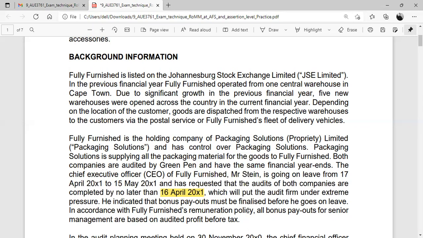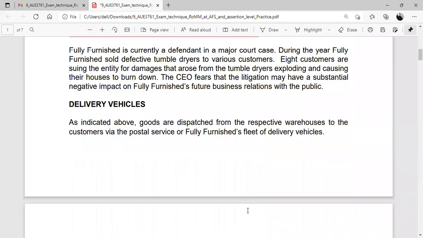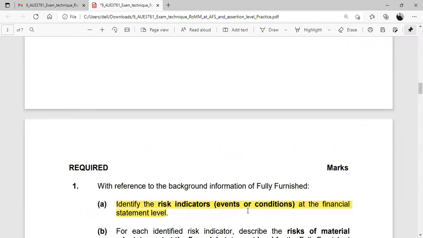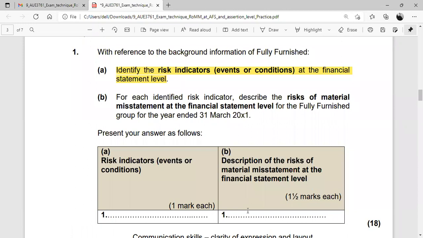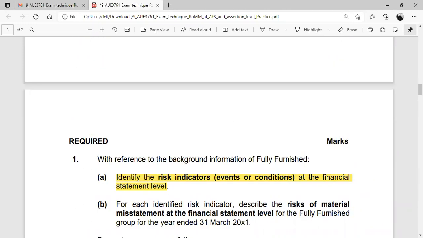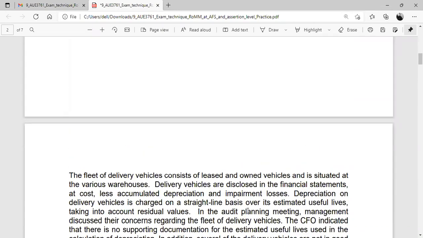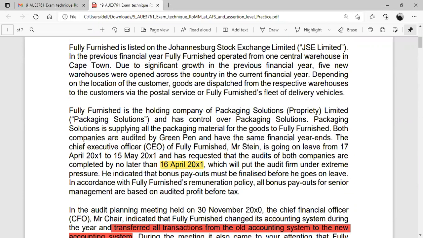Remember, guys, when you answer your question, you also have to look at the mark allocation. Let's go back and see how many marks have been allocated to this question. So this is about 18 marks allocated to this question. So surely there's a lot going on that we can talk about. You guys agree? Yes. Yeah, let's go through it, guys.